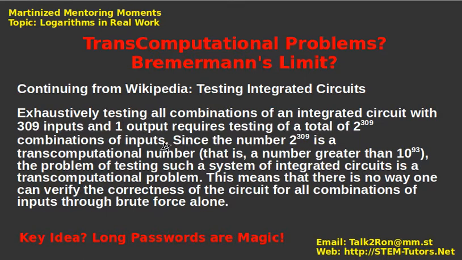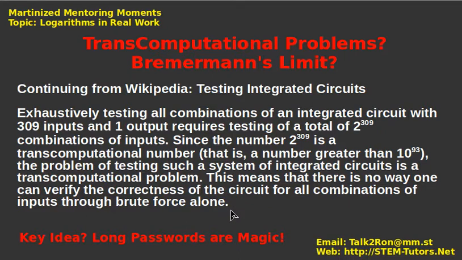So what they're doing is they're wanting to put in a whole bunch of inputs and see if they get a good or bad result. Since the number 2 to the 309 is a transcomputational number, there's that phrase again, transcomputational, that is a number greater than 10 to the 93. The problem of testing such a system of integrated circuits is a transcomputational one. This means that there is no way one could verify the correctness of the circuit for all combinations of inputs through brute force flipping of bits alone.